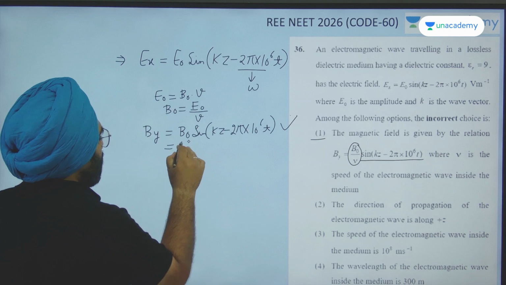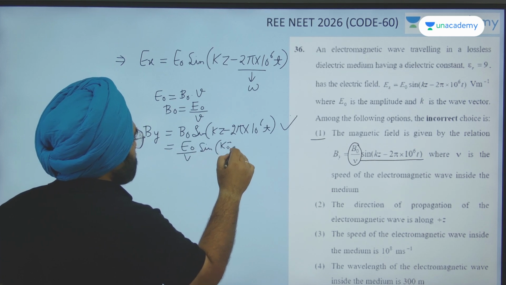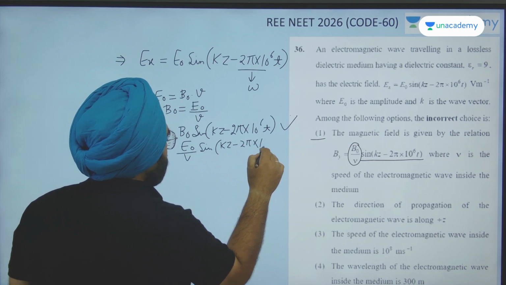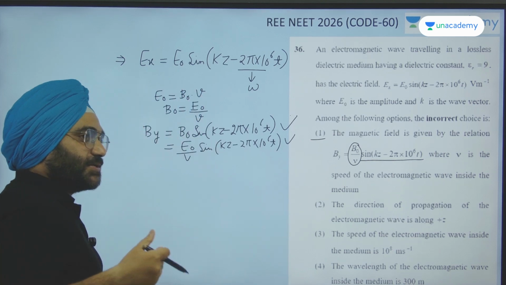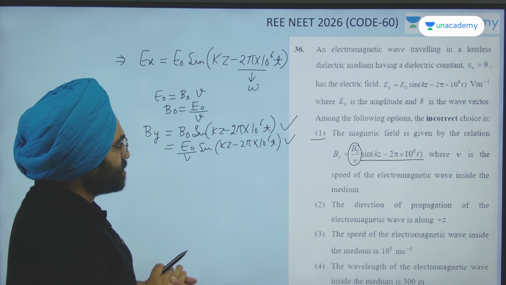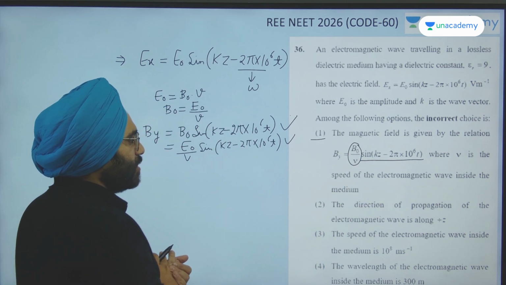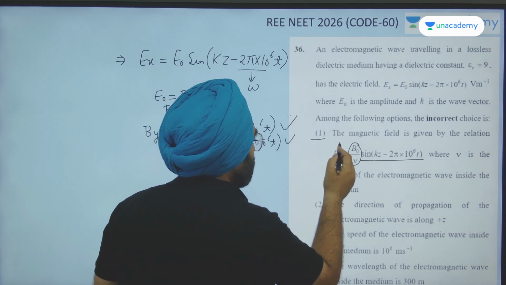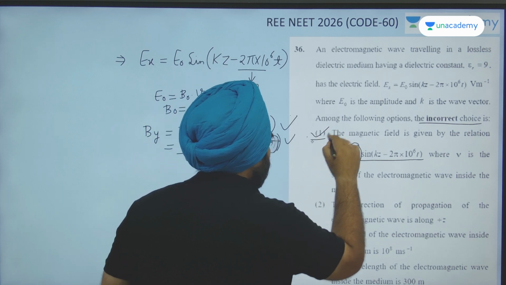Another way we can write E naught by V sine kz minus 2 pi into 10 raised to power 6t. This is also right. This one is wrong. Okay, so this is a kind of grace marks. Let's see what they are going to do. Because this is kind of a misprint, or whatever you can consider, but this answer is obviously wrong. So they are asking about what? Incorrect choices. This is incorrect, so this can be your answer.